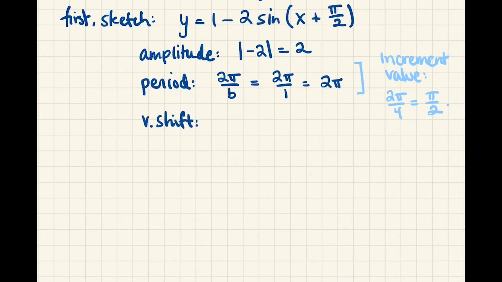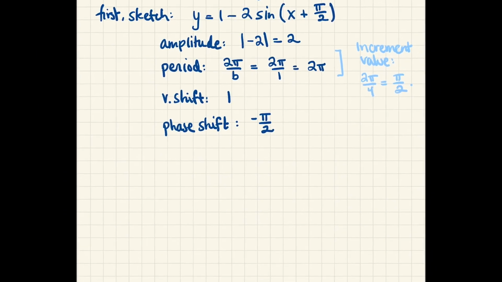Our vertical shift is this value out here, so this is 1 unit, which means our baseline is located at y equals 1. And our phase shift, also the horizontal shift, we can see is negative pi over 2. Okay, so if you had any trouble following along getting those values, then I recommend actually stopping the video and going back to section 4.1 and 4.2 and reviewing the topics there before coming back to this video.